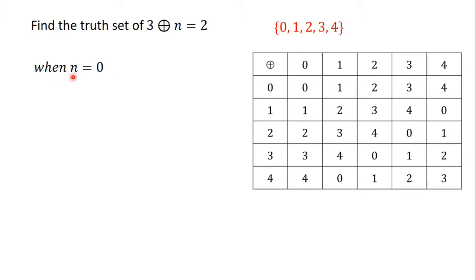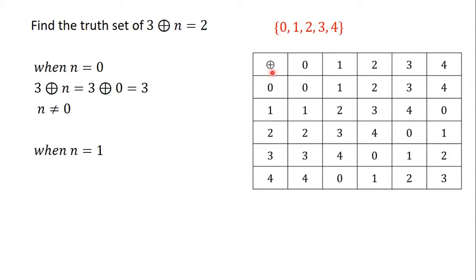When n is equal to 0, 3 plus n will become 3 plus 0. From the table, 3 plus 0 is equal to 3. So 3 plus 0 will give us 3. But we know that from our equation, 3 plus n is equal to 2. That means that n is not equal to 0, because if n is equal to 0, then 3 plus 0 should give us 2. But here, 3 plus 0 is giving us 3. That means that the number we are looking for is not 0.